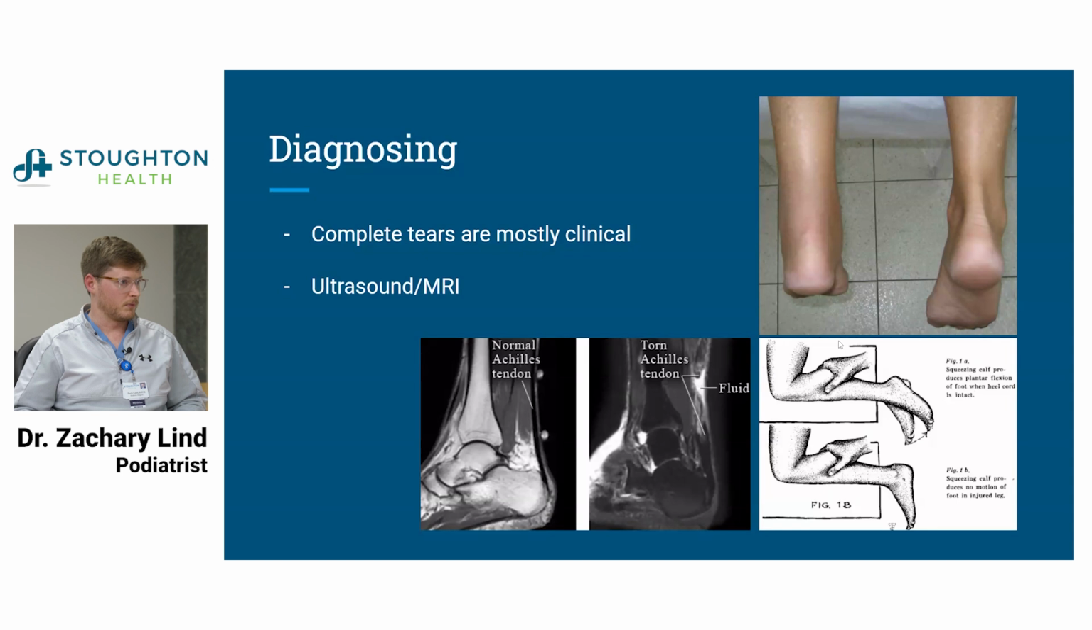So I would say for the most part, in a setting with this and a positive Thompson test and a little dell, if you really push down in here, you would fall into the rupture. I don't often order MRIs for these very obvious ruptures. It doesn't really change management.